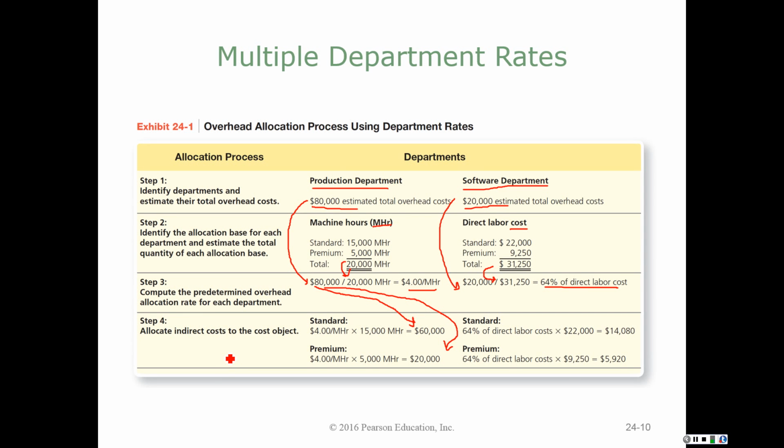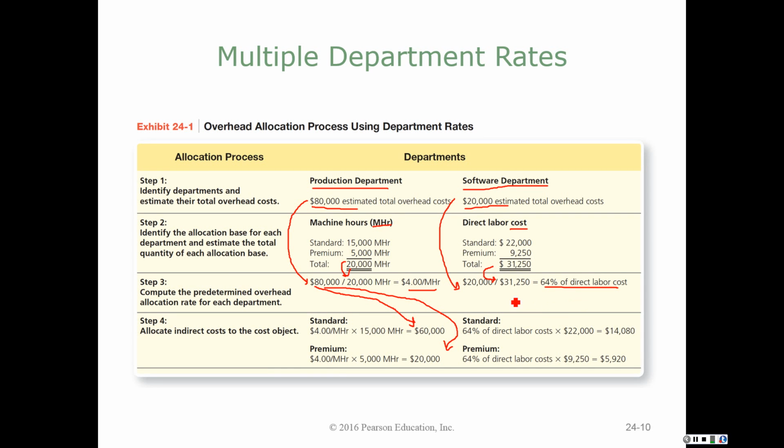I can get more precise on what the real costs are for me in each one of my products, standard and premium. We do the same thing for the direct labor side. We've estimated that there's $20,000 of overhead, and $31,250 of direct labor cost as our driver, indicating that for every dollar that I pay my direct labor people, 64 cents of overhead is taking place.